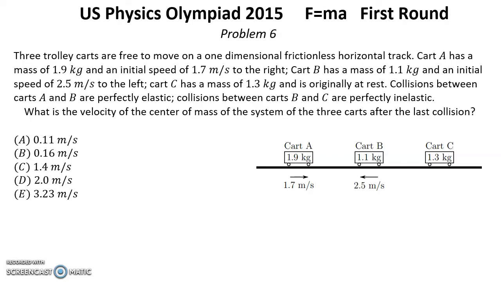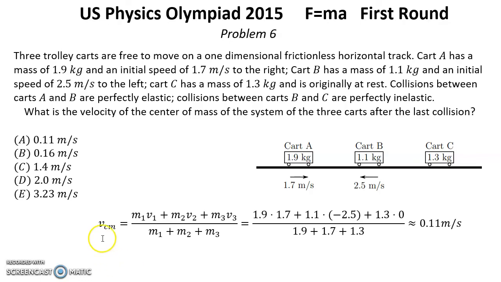Solution. Because this system is not affected by any external forces, there is no friction, the velocity of the center of mass is not changing. It's not affected by any number of collisions. So we can count just the velocity of the center of mass before all collisions. That will be this formula, which is the total impulse divided by the total mass, which after all calculations will be about 0.11 meters per second, which is answer A.